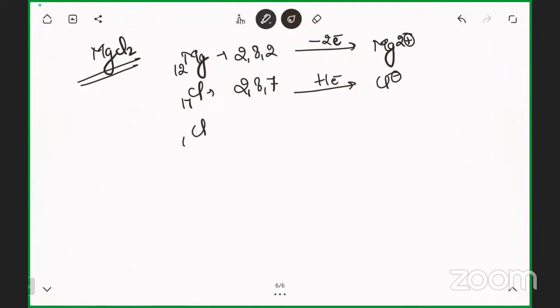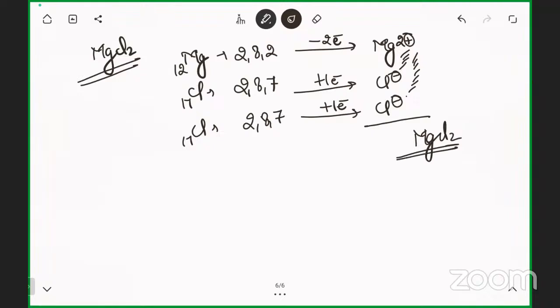We'll take one more Cl, that is 2, 8, 7, and it will accept 1 electron and become Cl negative. Now this magnesium will attract this chlorine, and it will attract this other chlorine also. So the compound formed is known as what? MgCl2, that is called magnesium chloride.